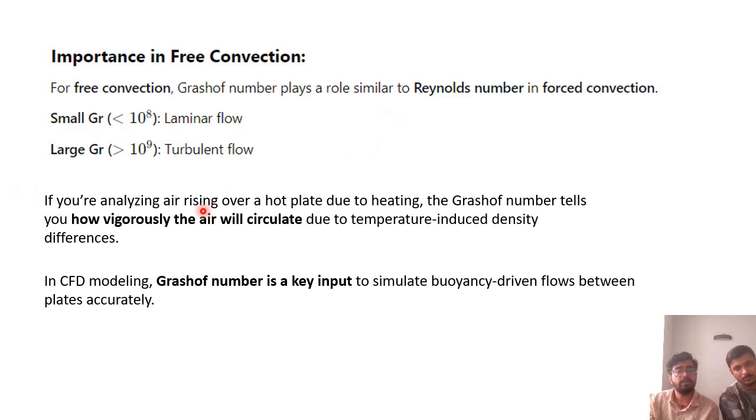Now, if we are analyzing air rising over a hot plate due to heating, the Grashof number tells how vigorously the air will be circulated. That is the flow regime of the air, whether it is laminar, turbulent, or transient. In CFD modeling also, the Grashof number is a very important input to simulate free convection and buoyancy driven flow between plates accurately.